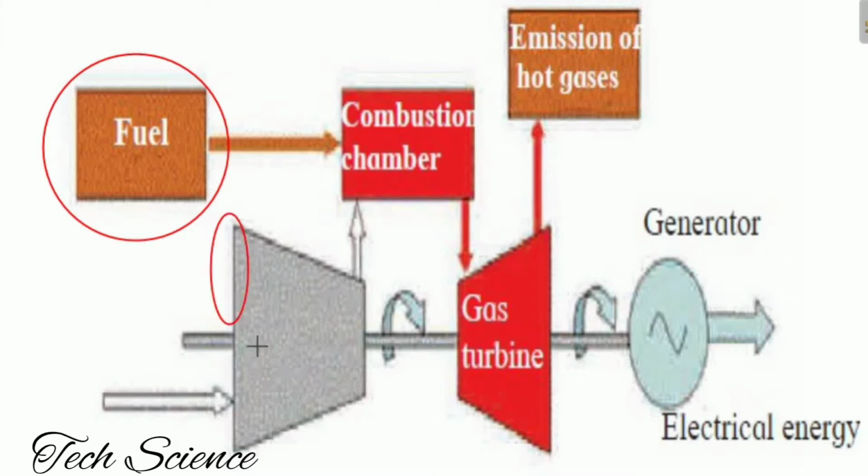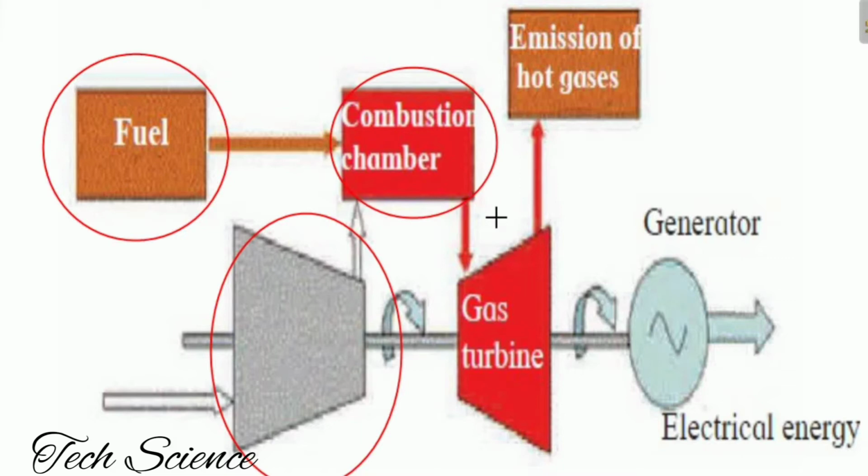Afterward, we have one more device, and this device is called the compressor, a kind of air compressor. This air compressor turns the air into high pressure, and the fuel plus this compressed air are both collected in a combustion chamber, where the combustion of the natural gas is going on, and which converts this compressed air and fuel into a high temperature and high pressure gas, and this gas finally falls on the gas turbine.